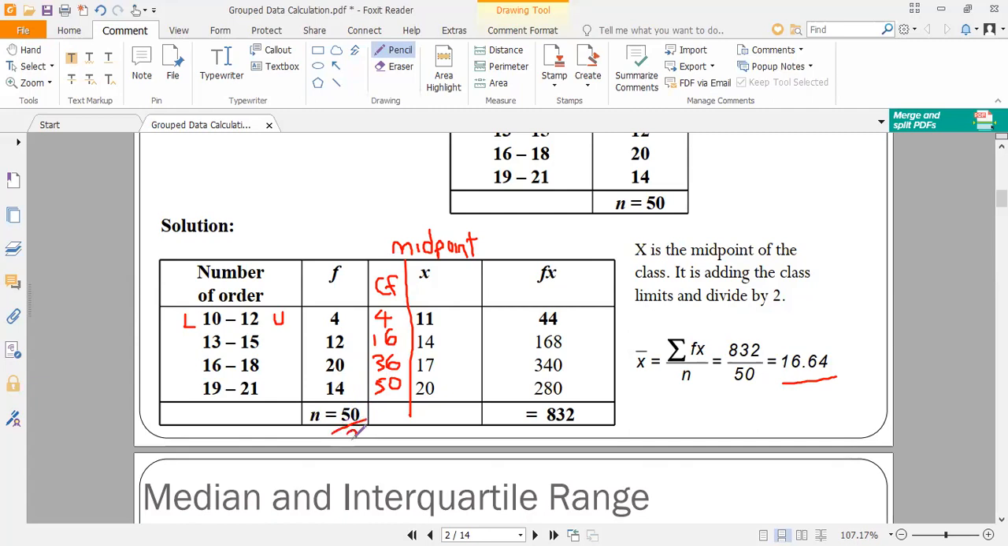Divide the n by 2 to get what? 25. Then what do we do with the 25? You go in this column, look for the number which is equal to 25 or just exceeds 25. What number is that? 36. Yes, so you put your line here.